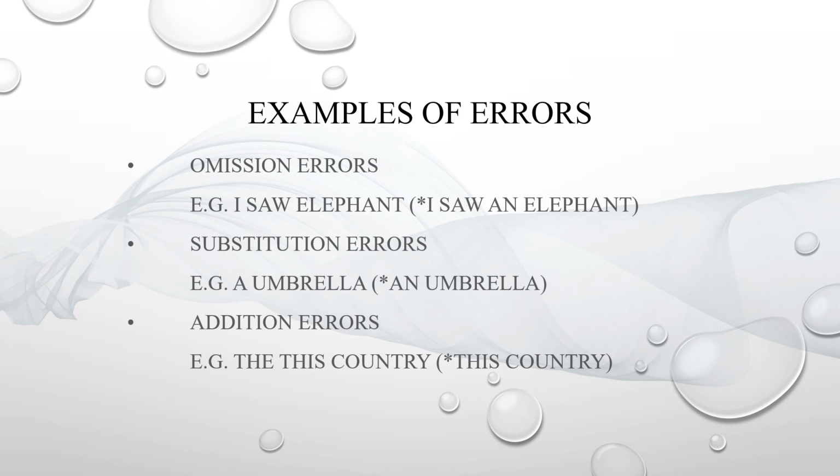This reflects confusion with vowel sounds and article choice. For addition, one student wrote "the this country" instead of simply "this country." Here, the learner overgeneralized the use of the, inserting it where it does not belong. These examples illustrate how article errors are not random. They follow predictable patterns tied to learners' first language and their developing interlanguage system.